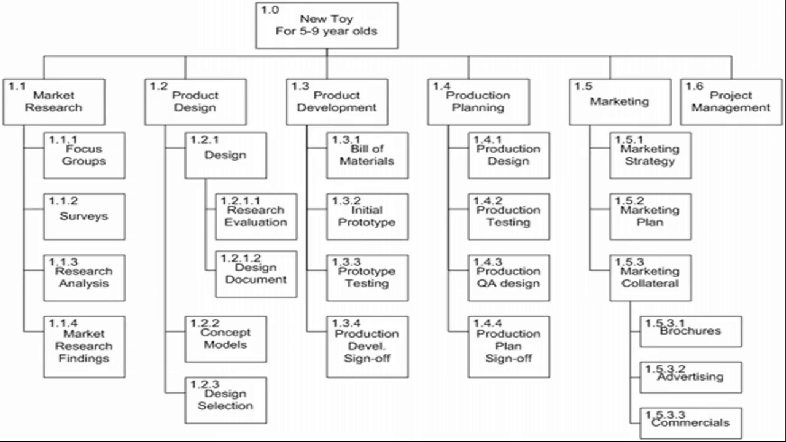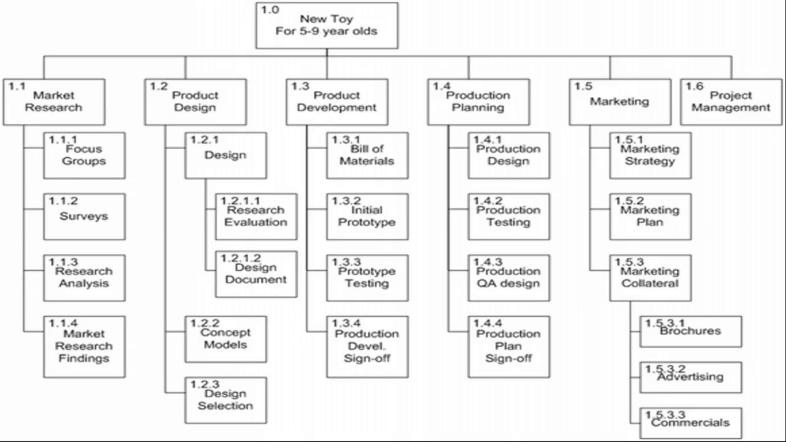The same thing for product design. So you have the design research, evaluation, design document, concept model, design selection. All those things are the work breakdown structure for product design. And then bill of materials, initial prototype testing, production level sign-off are all work breakdown structure for product development. The same as that. So you see, you split it down into smaller pieces.